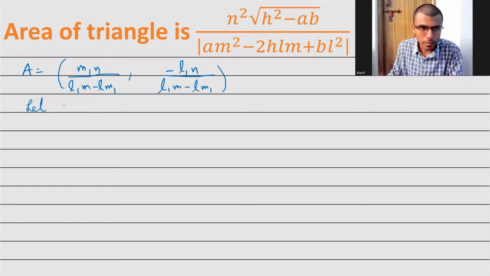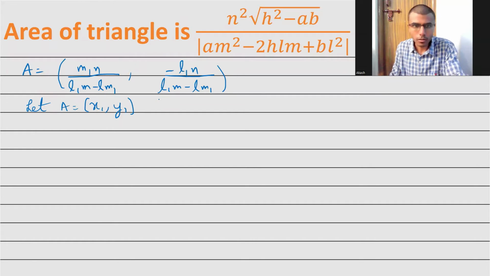Fine. For easier notation, I'm going to denote A as x1 comma y1. So this entire thing I can just denote by x1 and y1.